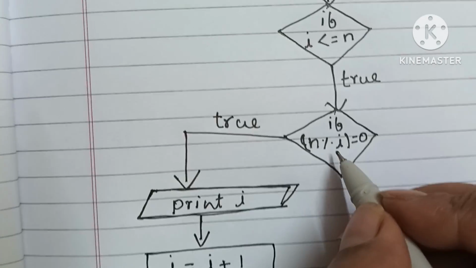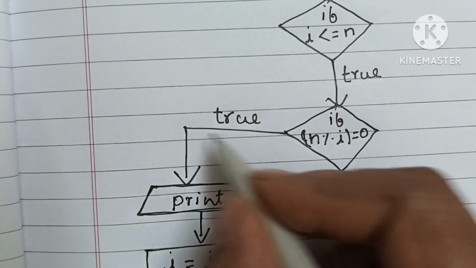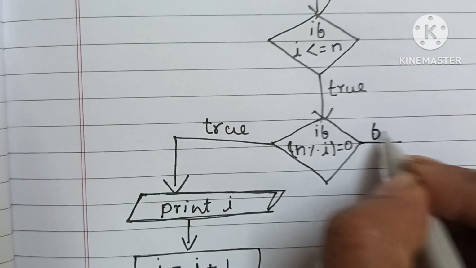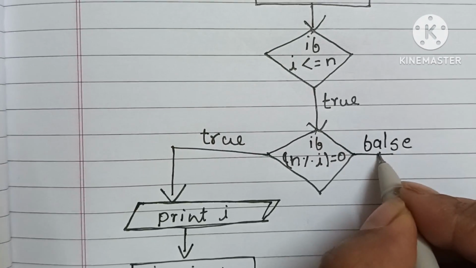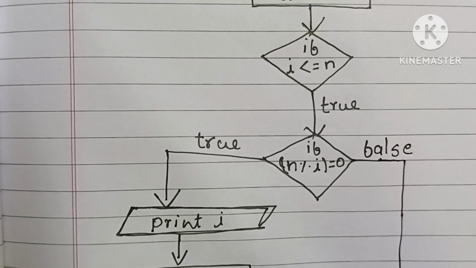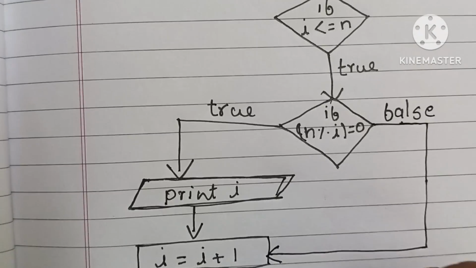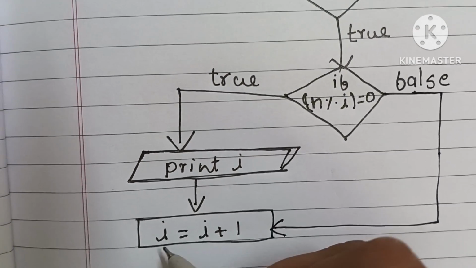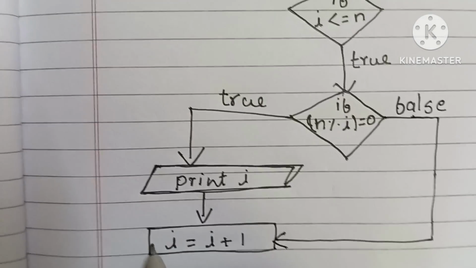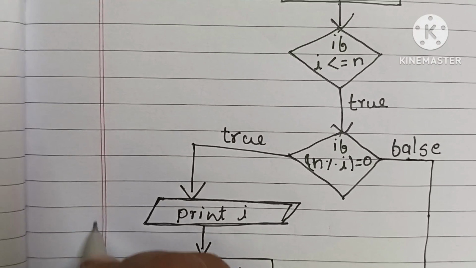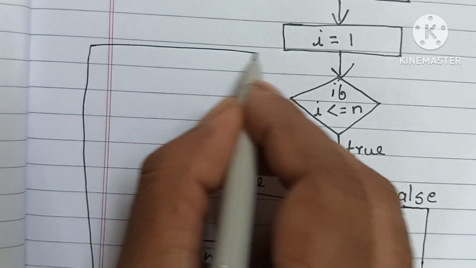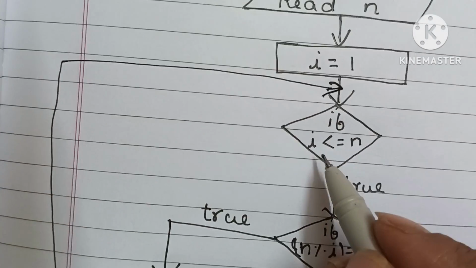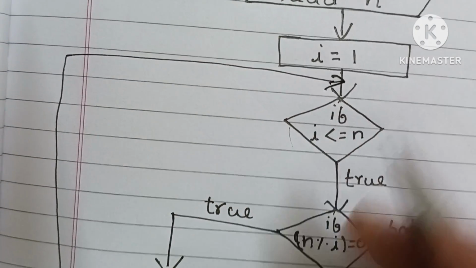Here, if n modulo I condition is true, it will print I and increase the I value by 1. If this condition is false, it just increases the value of I. I is equal to I plus 1. If this condition is false, it will execute only this, I is equal to I plus 1, and it will again go to this process. Again it will compare if the I value is less than or equal to n and continue this process.